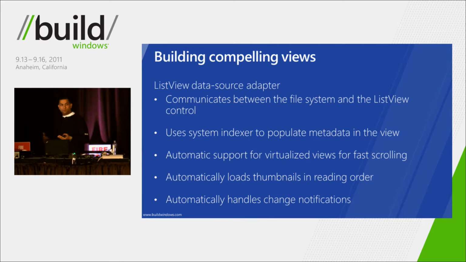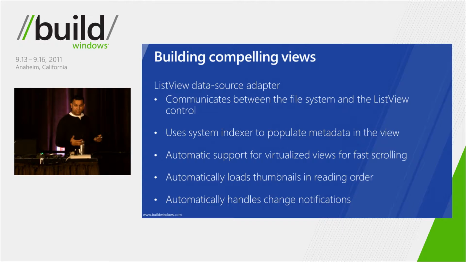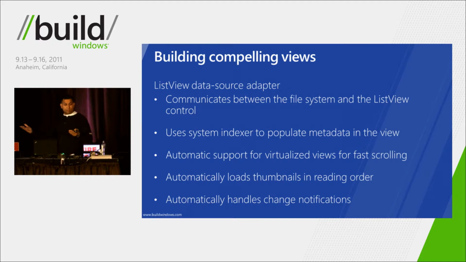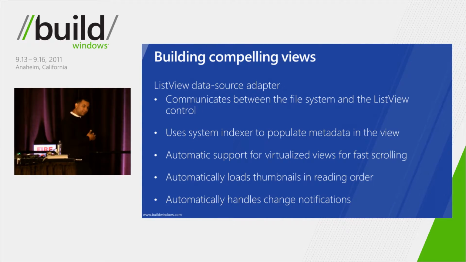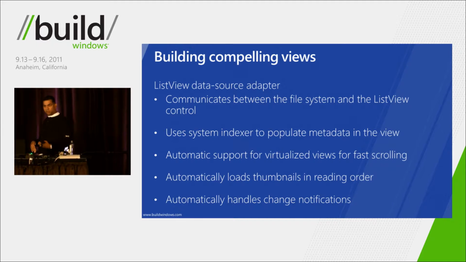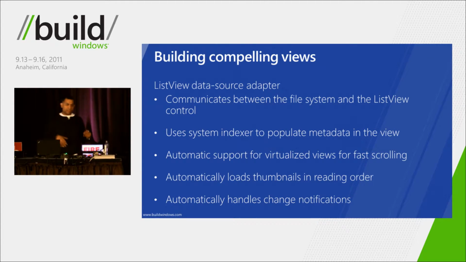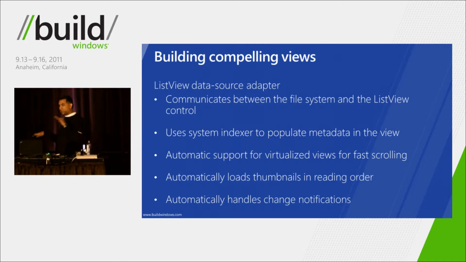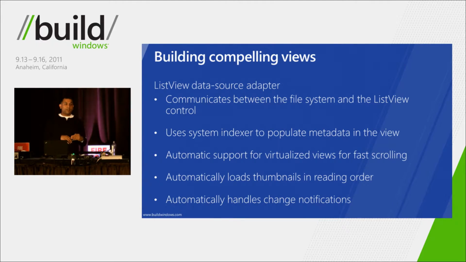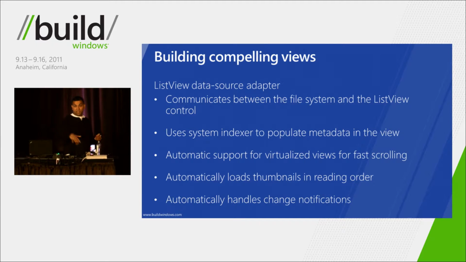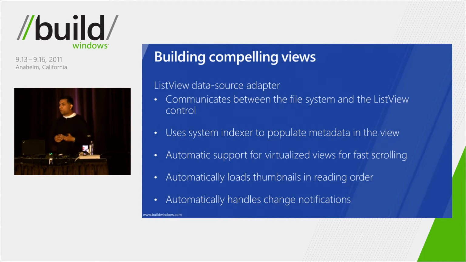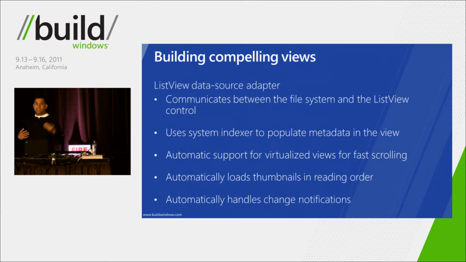We have list view. List view is essentially our signature control for building lists of collections, or views of collections. We have a component called the data source adapter, which sits between the list view and the file system and the indexer, and it takes care of everything for you. We use the system indexer to keep the snapshot of the system, and to deal with change notifications. The data source adapter has the virtualization, devirtualization logic. It figures out how to get the thumbnails from the system cache, so again, we use the system cache for storing thumbnails. And then the data source adapter is responsible for displaying the thumbnails, so the thumbnails get rendered in the reading order.